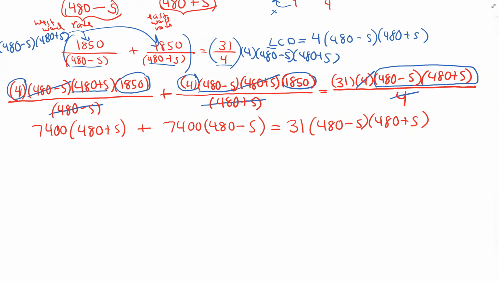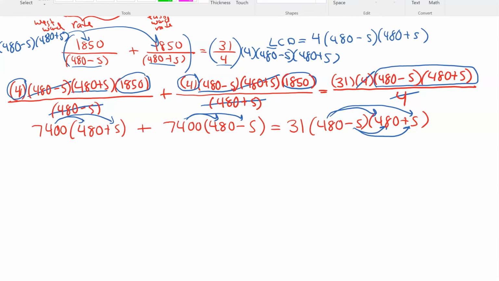So I'm going to go ahead and distribute the 7,400 to each binomial on the left side. And then I'll FOIL the binomials on the right side. I'll distribute the 7,400s, and then on the right side I'll FOIL the 480 minus s and the 480 plus s.